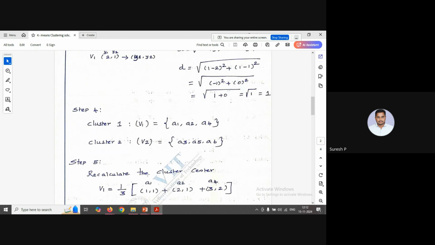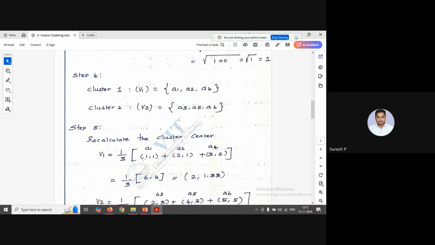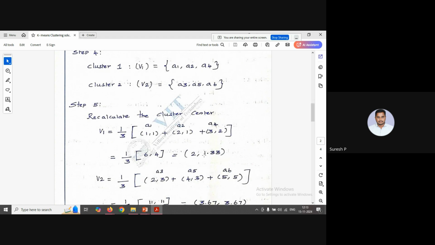Now we have to recalculate the cluster center. This is very important. That is step 5. What we are doing is taking the average value. What is the A1 value? 1, 1. A2 value 2, 1. A4 value 3, 2. We have to add them. 1 plus 2 plus 3, 6. 1 plus 1 plus 2, 4. So 1 divided by 3, as there are 3 data points, of 6, 4. If you calculate it, 2, 1.3. So this is the new cluster center for V1.